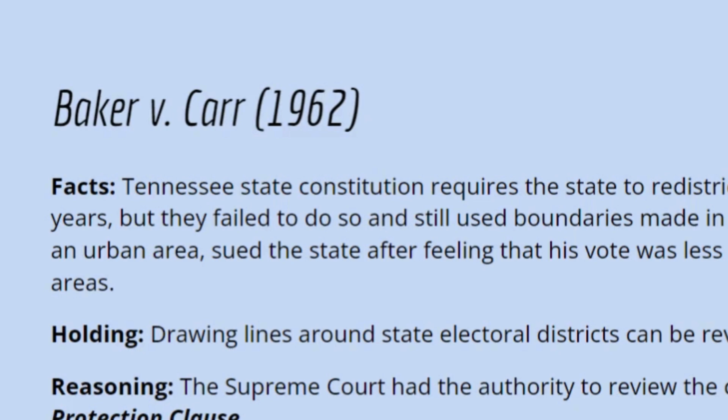Decision. The decision made by the Supreme Court was that federal courts are allowed to review cases over electoral boundaries. The dissenting opinion of this case was that there is no good legal standard to judge political districting, and the question should have been left for the legislators and the political system to decide.